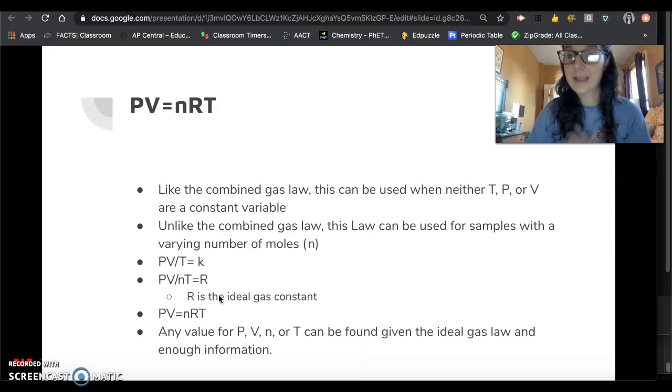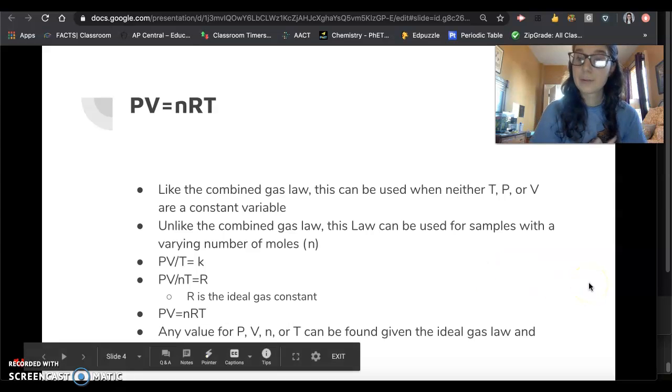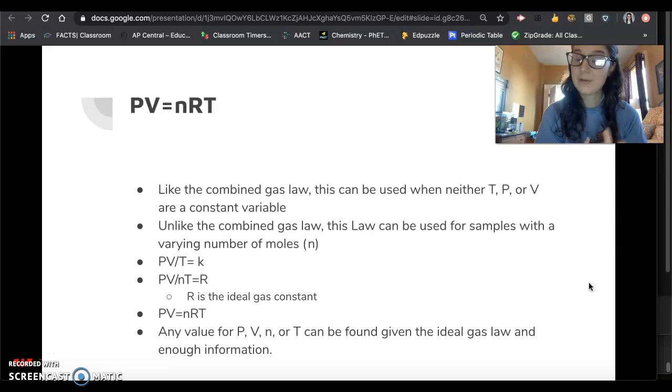R is the ideal gas constant, so it's a special constant, so we don't just represent it with K, we gave it this value R. So any value for pressure, volume, number of moles, or temperature can be found given the ideal gas law and enough information.